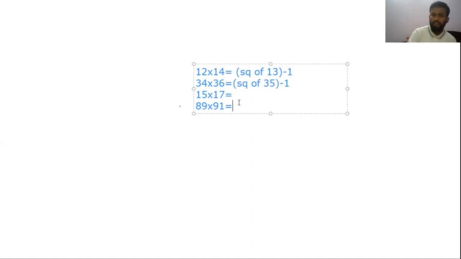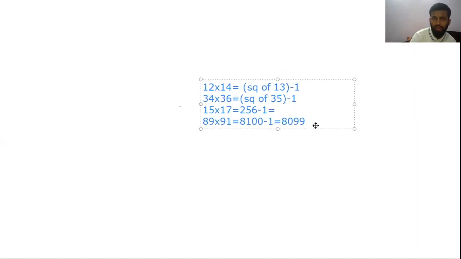For example, square of 90 is very simple. That is 8100. If I do a square of 90, meaning 90 into 90, that is 8100, and then minus 1. So the answer is going to be 8099. Nobody will ask you 8099. You just need to write like this. Okay, 15 multiplied by 17, meaning the number in between 15 and 17 is 16. So square of 16, 256 minus 1, and this is going to be 255. So just don't focus on the answer, right? Just follow the pattern.